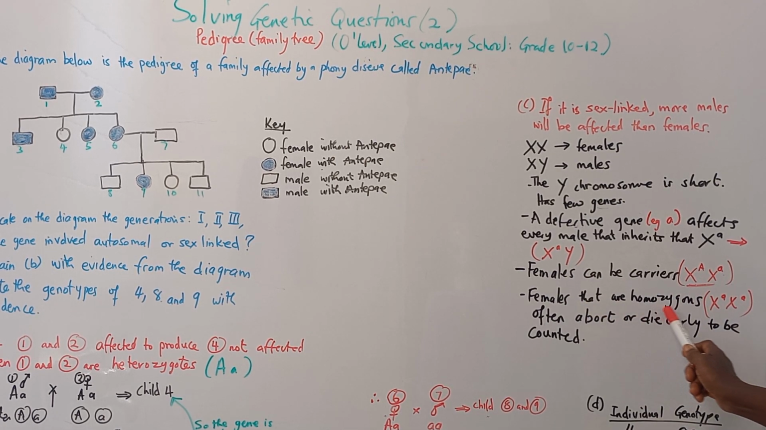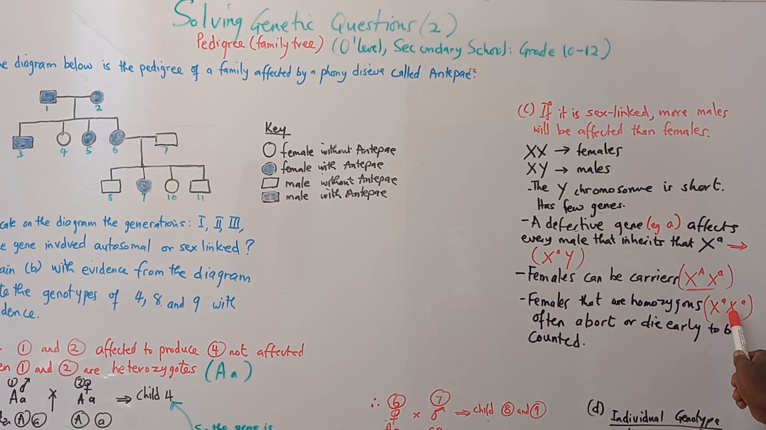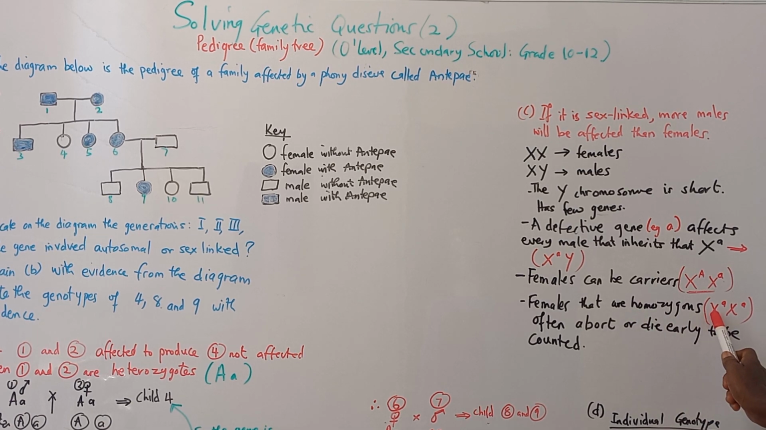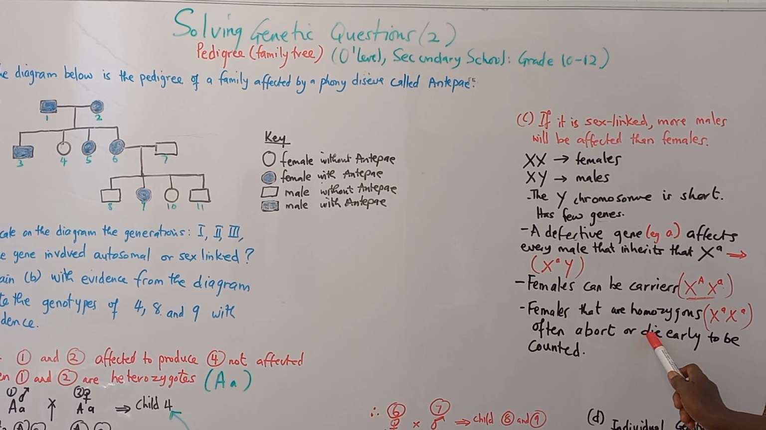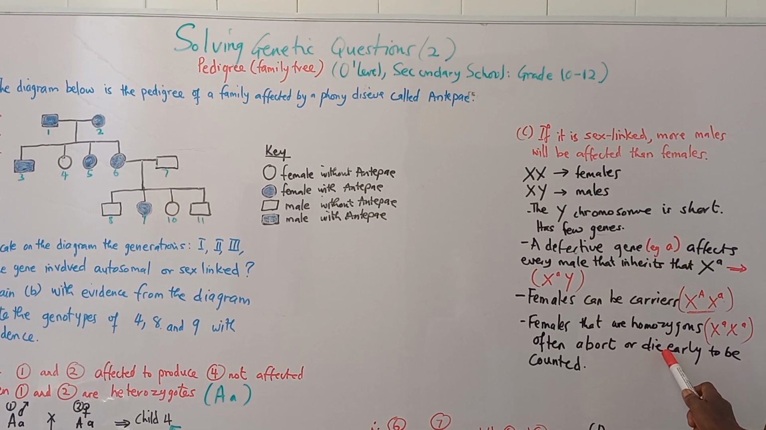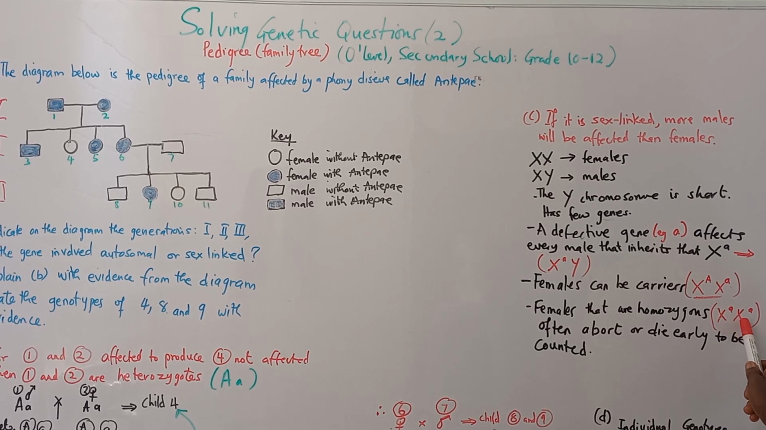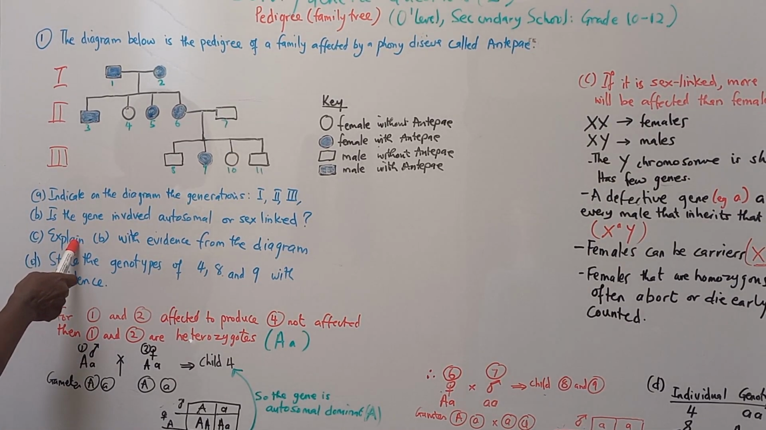Now, if the female is homozygous and the disease is a very bad one, the females abort early. And even if they don't abort early, they die too early to be counted when they are in the homozygous state. We have explained B and C with this.